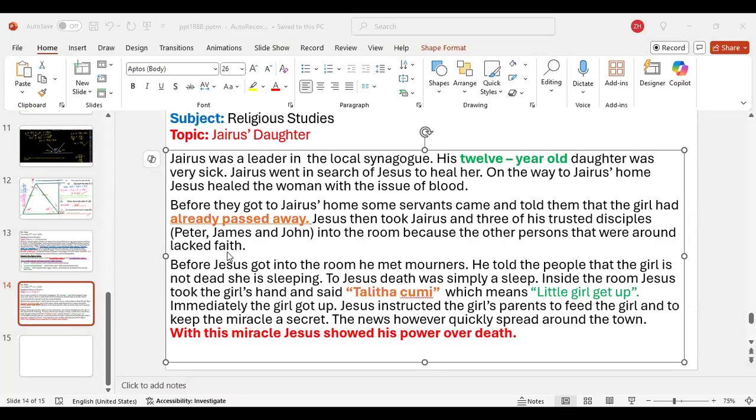Before Jesus got into the room, he met mourners. He told the people that the girl is not dead, she is sleeping. To Jesus, death was simply asleep. Inside the room, Jesus took the girl's hand and said, Talitha Kumai, which means little girl, get up. Immediately, the girl got up. Jesus instructed the girl's parents to feed the girl and to keep the miracle a secret. The news, however, quickly spread around the town. With this miracle, Jesus showed his power over death. Very good.